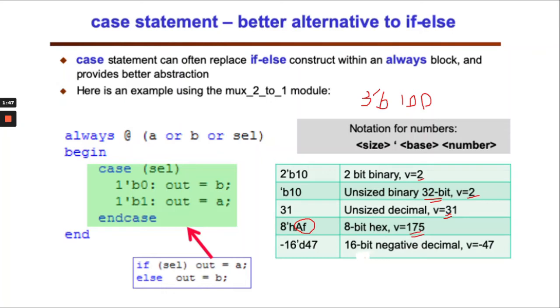And then you can also use 16-bit negative decimal. For example here, minus 16, and then D57. So the value is minus 57.